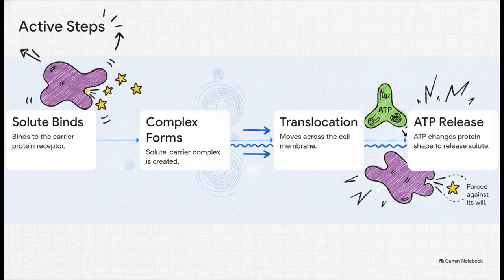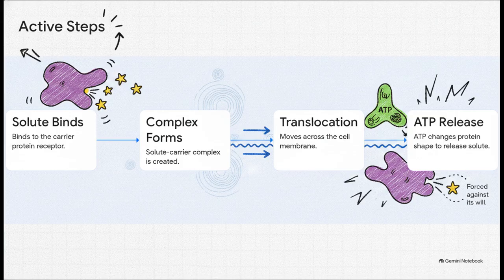Contrast that with active transport, which is a bit more demanding. Step 1, the solute binds to a specific carrier protein receptor. Step 2, they form a solute carrier complex. Step 3, translocation across the membrane begins, and then Step 4, this is the crucial part, ATP triggers a physical change in the protein shape, forcing it to release the solute inside the cell against the gradient.